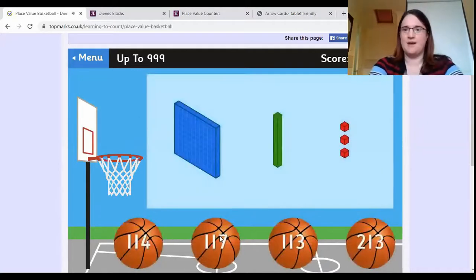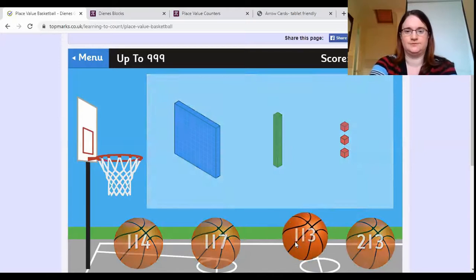There we go. Right, I'm not going to help you this time. Have a look. How many hundreds? How many tens? How many units? What is the number altogether that needs to go in our ball? So is it 114? Is it 117? Is it 113? Or is it 213? It's definitely going to have a 3 on the end. I can see that. And I've only got 100, so it's going to be this one.